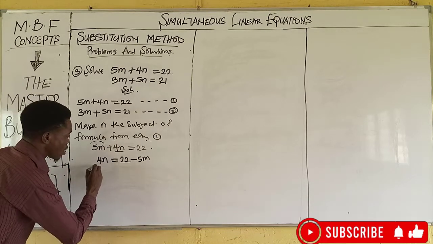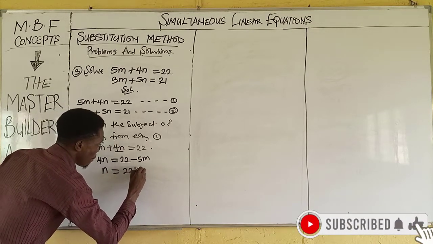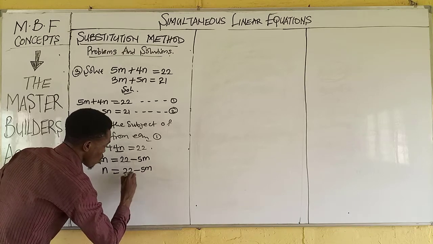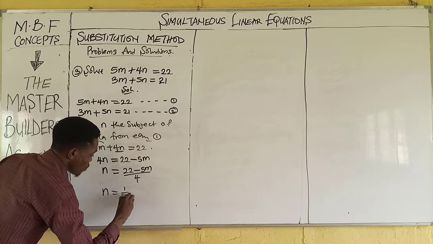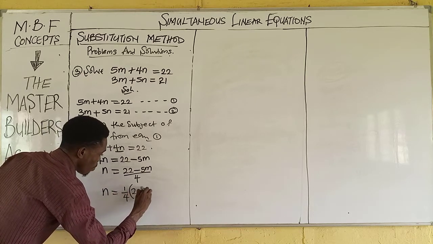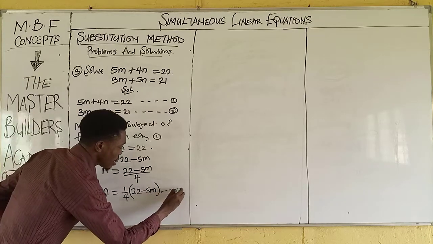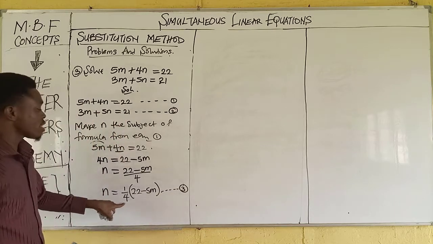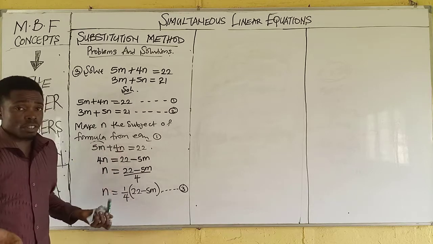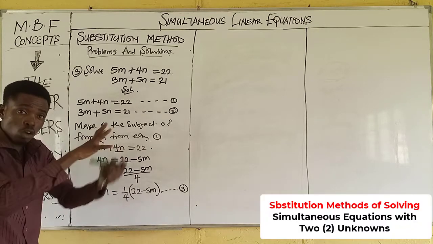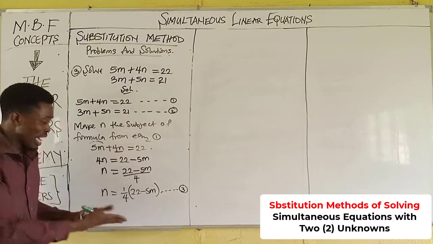So, all I need to do now is to divide both sides by 4, and hence I'm going to have n is equal to 22 minus 5m all over 4, which we can simply put as 1 over 4 into 22 minus 5m. So we will call this one equation 3. So you see the complexity of what we have here now. This is why I said you always go for the one with the least coefficient. But here now we don't have a choice. But for others, anytime you have that choice of going for the one with a coefficient of 1, it is better. Here now we have a fraction. You see how complex it is.